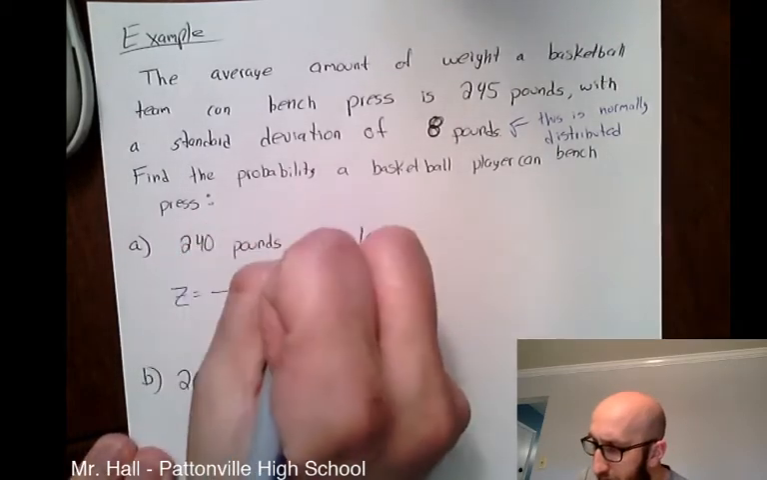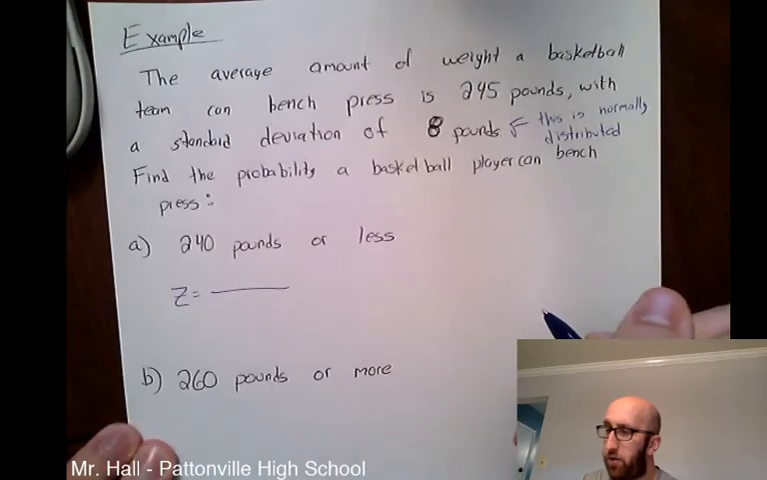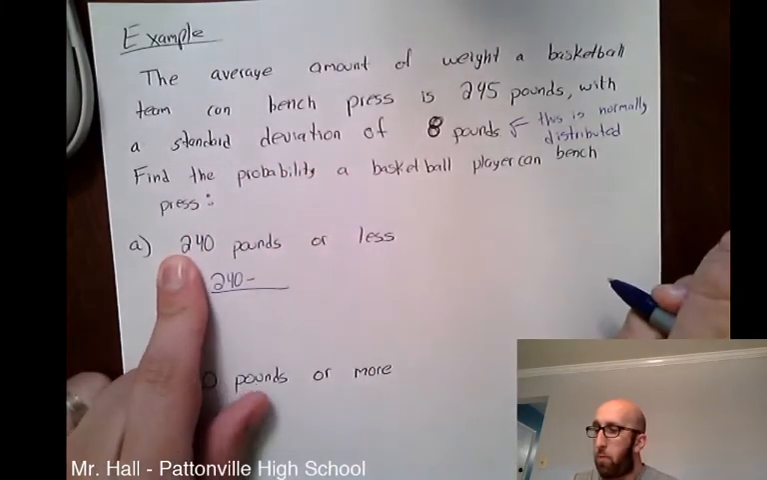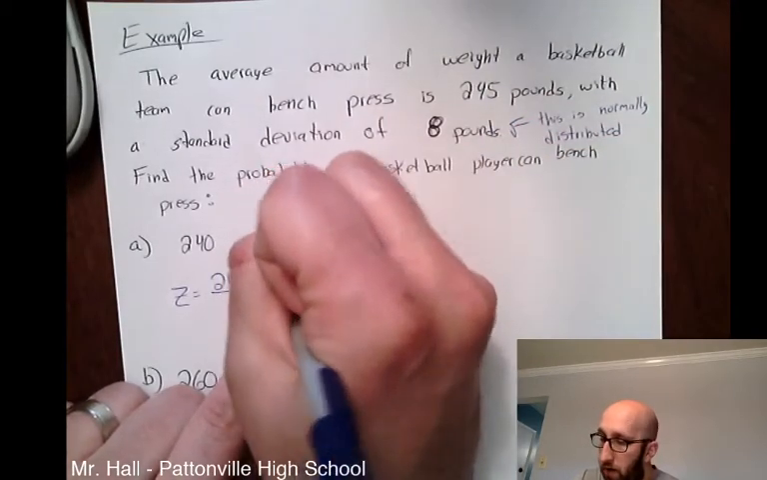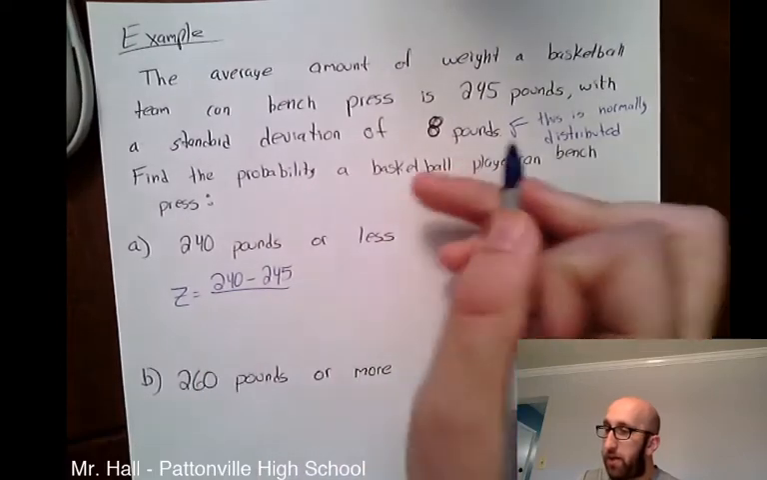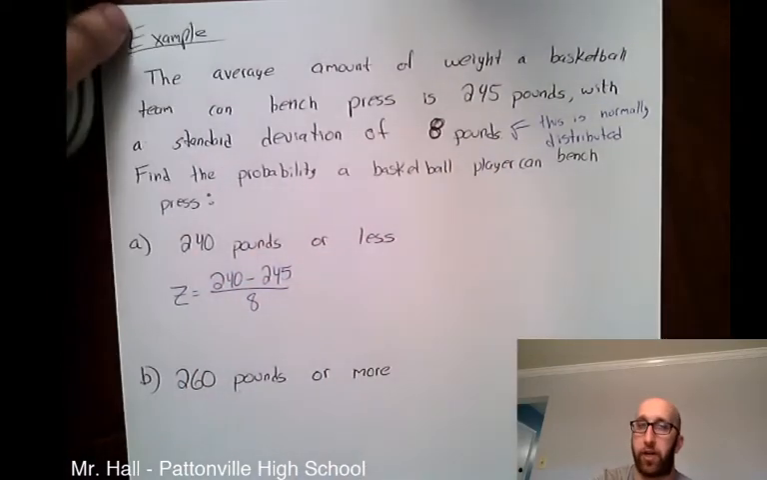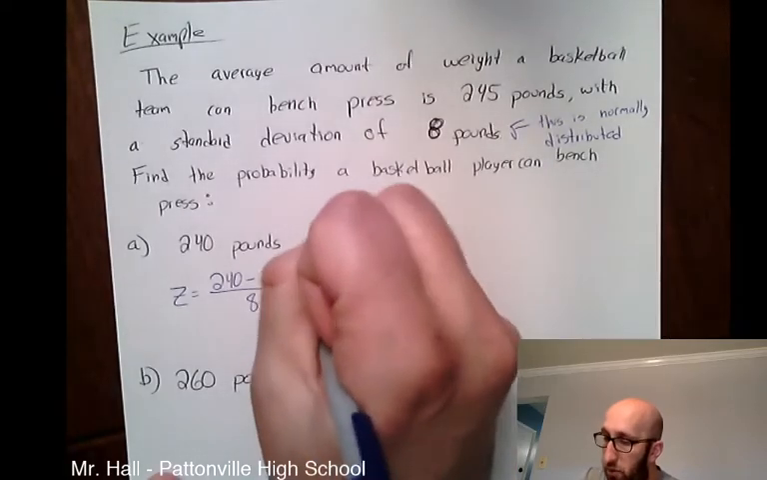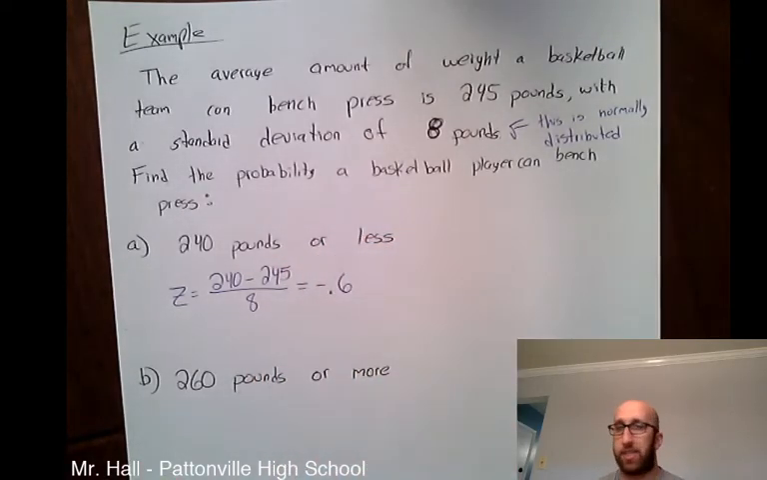So what we need to do is observed minus expected divided by standard deviation. The observed is going to be 240 pounds. What we expect is the mean, which is 245 pounds, and we're going to divide by the standard deviation of 8. So we take 240 minus 245, that's negative 5, then divide it by 8. I'm going to round this to one decimal place. Negative 0.6 is the z-score.